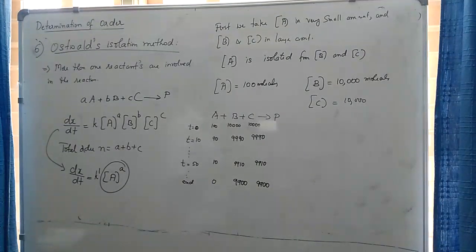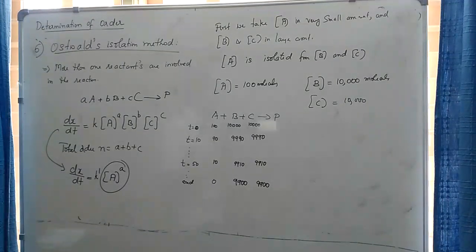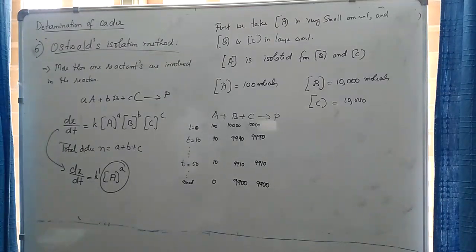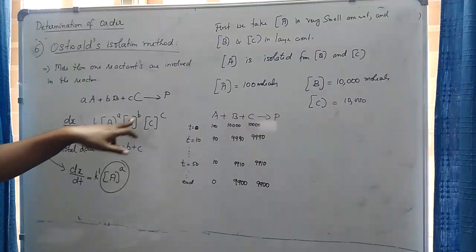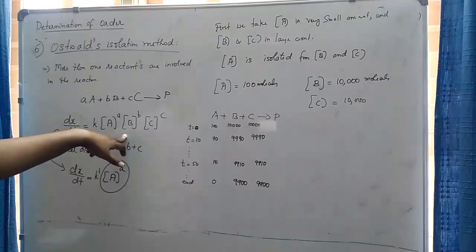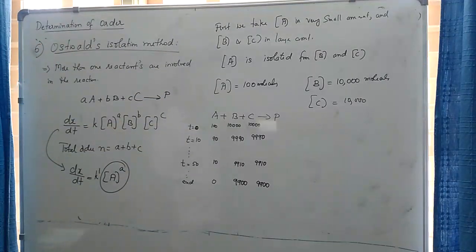How will you isolate B from A and C? Take B in less amount whereas A and C in excess amount. Since A and C are taken in excess amount, their concentration does not vary appreciably with time, and therefore during the reaction the concentration of A and C almost remains constant. So in that case, rate of the reaction only depends on the change in the concentration of reactant B. So again, by using any one of the 5 previous methods, you can find out the order of the reaction with respect to B.